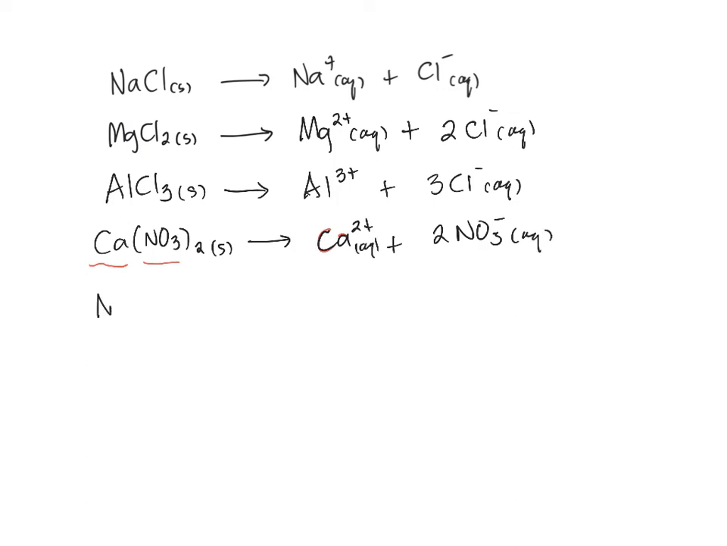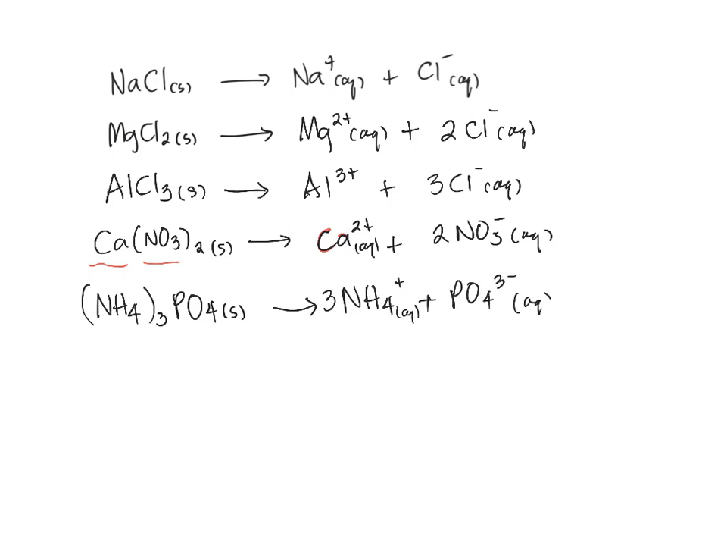Let's make it more complicated. How about ammonium phosphate? So make sure you know which one is your ammonium. There you go. Ammonium is NH4 plus. There's 3 of them. And phosphate, there's 1 phosphate for every 3 ammonium ions.